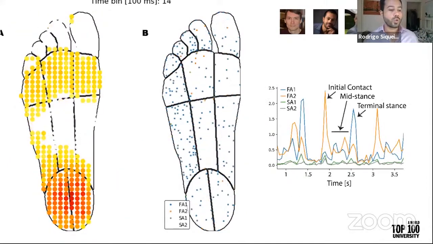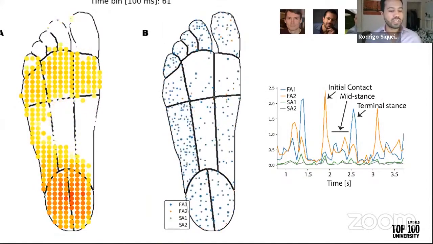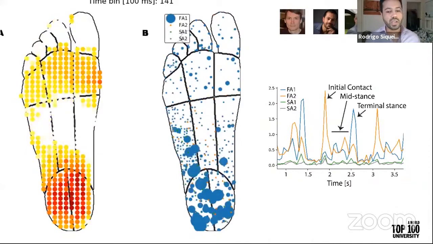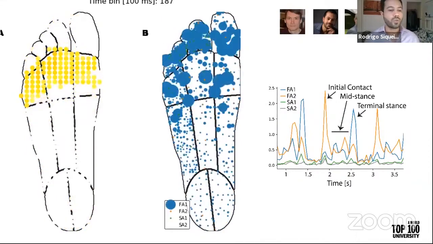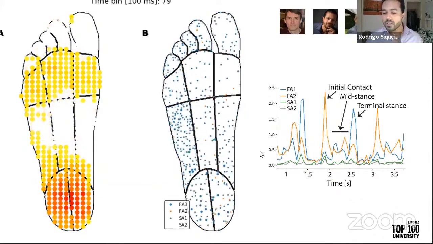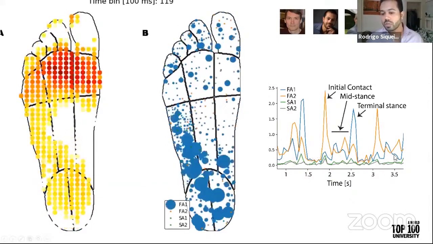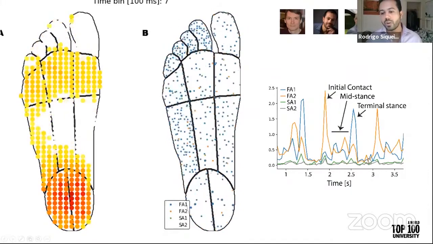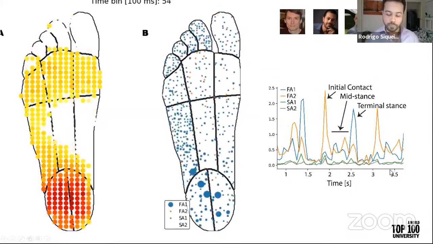And then just to show you a small animation of that step happening, same as before: the heat map of the pressures on the left-hand side and the activation of the mechanoreceptive, the tactile afferents, on the right-hand side. And you can see here again the plot of those firing rates over time, and you can see the bursts in FA2 firing in the initial phases of it.